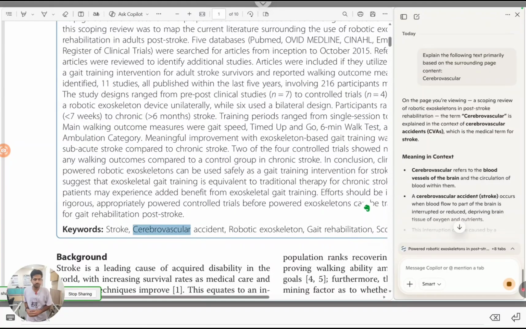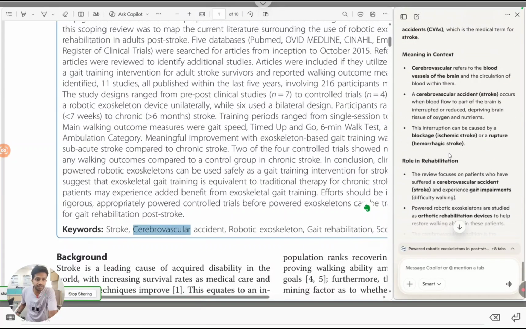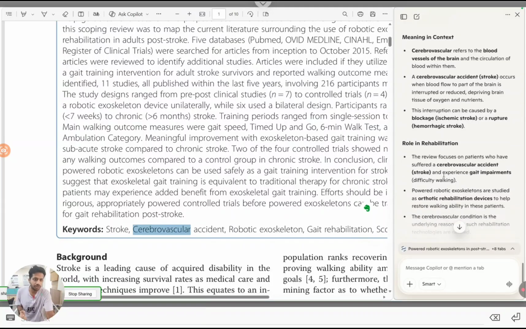So cerebrovascular refers to the blood vessels of the brain and the circulation of blood within them. A cerebrovascular accident occurs when blood flow to part of the brain is interrupted or reduced, depriving brain tissue of oxygen and nutrients. This interruption can be caused by a blockage or a rupture.